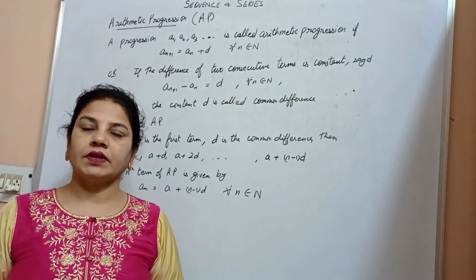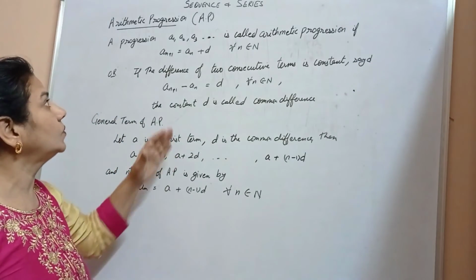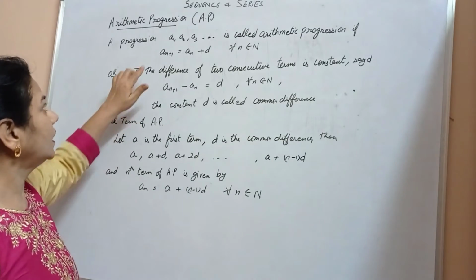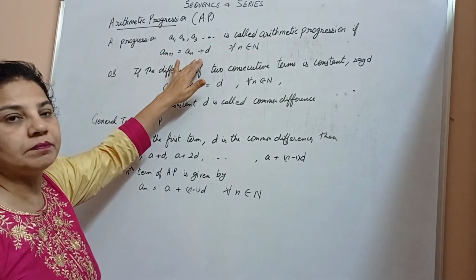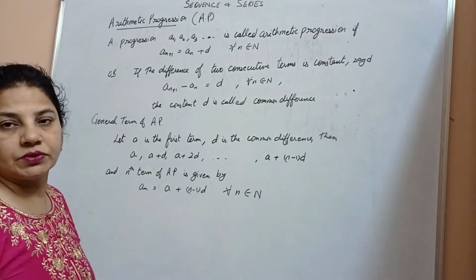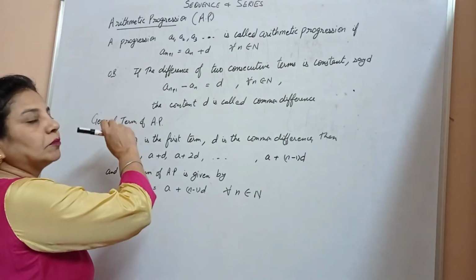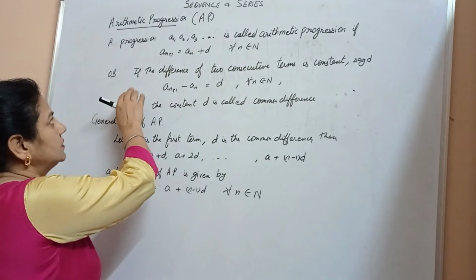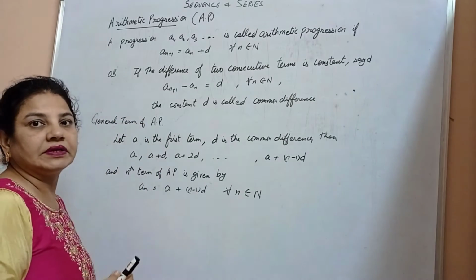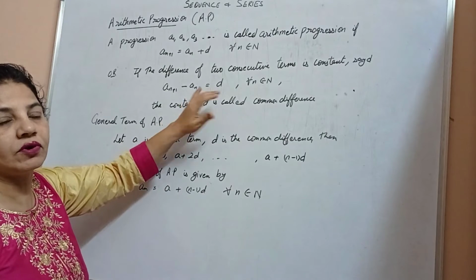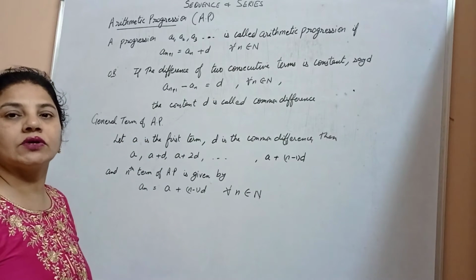Arithmetic progression. A progression A1, A2, A3 and so on is called an arithmetic progression if An plus 1 is equal to An plus D for all n belonging to N. Or in other words, you can say that it is an arithmetic progression if the difference of two consecutive terms is given by An plus 1 minus An is equal to D for all n belonging to N, where D is the common difference.